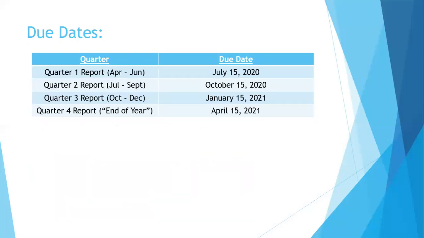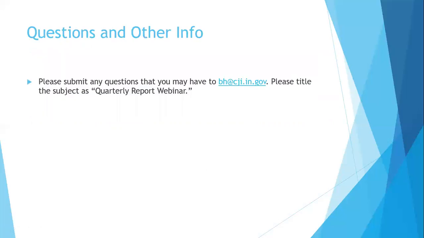All right, and due dates. Our first quarter report, which covers the months between April and June, because April 1st is when our submission calendar starts, our uniform submission calendar across the state for everybody. First quarter, April to June, will be due on July 15th, and so on and so forth as you can read through this. If you have any questions about this, feel free to contact us as well.